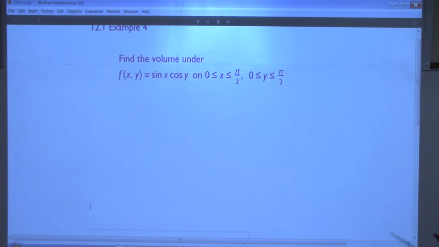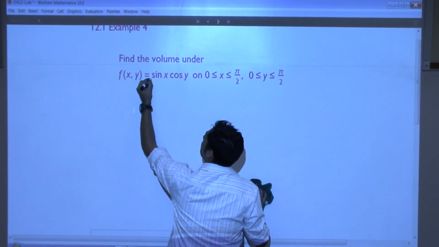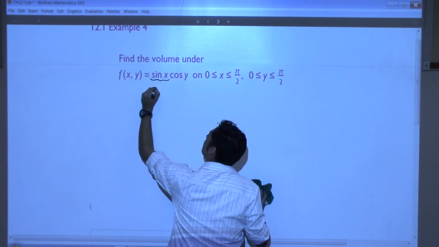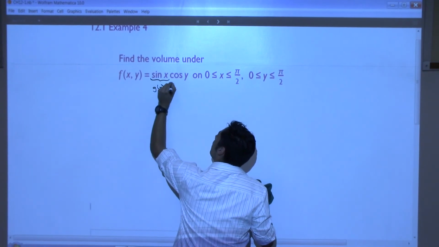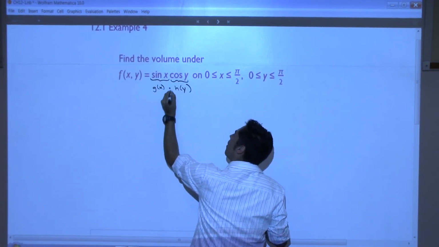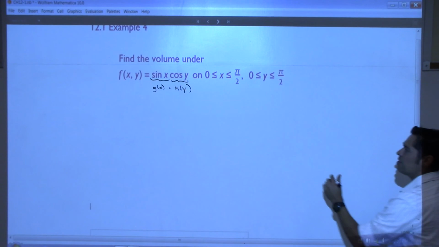So find the volume under sine x cosine y on the following rectangular region. When you look at this, can you see right here, this is a function of x, and this right here is a function of y, and they are separated by multiplication. They are distinct. They're separated. Yes? Compare that to the one we did earlier.